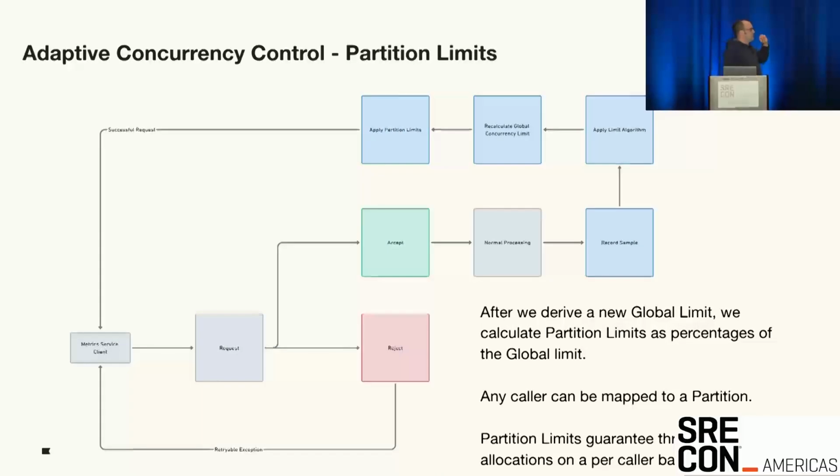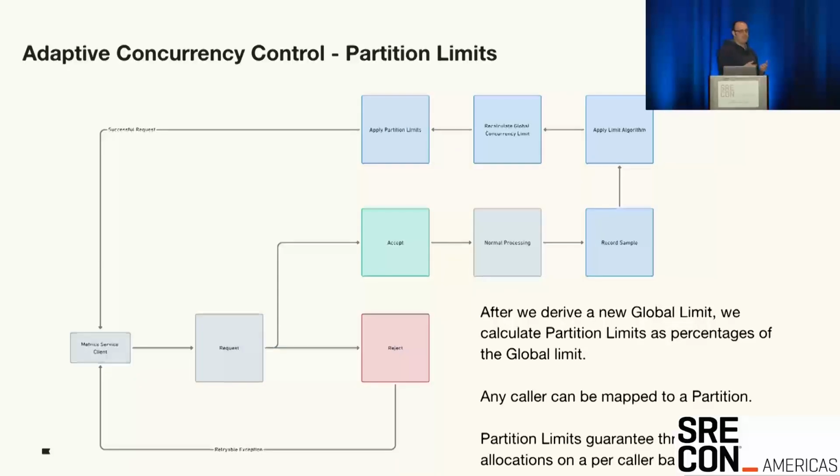And partitions allow us to assign a percentage of that global limit to sets of incoming use cases, incoming callers. So say we've configured this service so that our public API can take up 20% of the request volume, compared to our UI that maybe gets 2%. Every time we recalculate the total limit, there's a second set of calculations that applies the pre-configured percentage by partition.